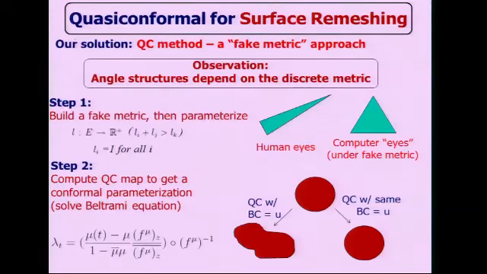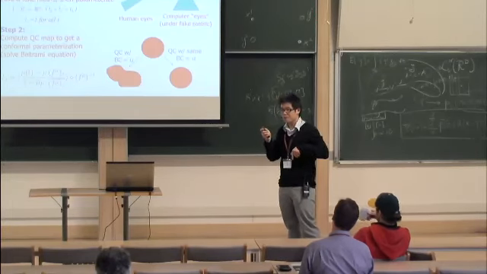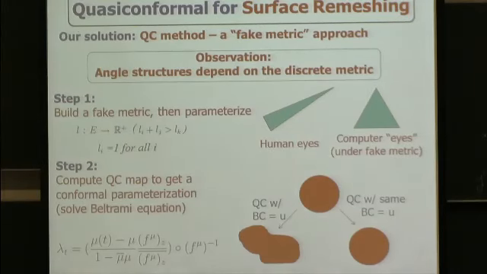It's based on an observation. If you think about it, we say a triangulation mesh has a very thin angle because it is based on the Euclidean metric. And we know that all angle structure depends on the discrete metric, which is the length of each edge. So suppose I just tell the computer that all the edge lengths on the irregular triangulation mesh are equal to 1. Then for human eyes, of course, you look at the Euclidean metric, and you have a very thin triangle. But for the computer, if all the metric is equal to 1, then it looks like an equilateral triangle.